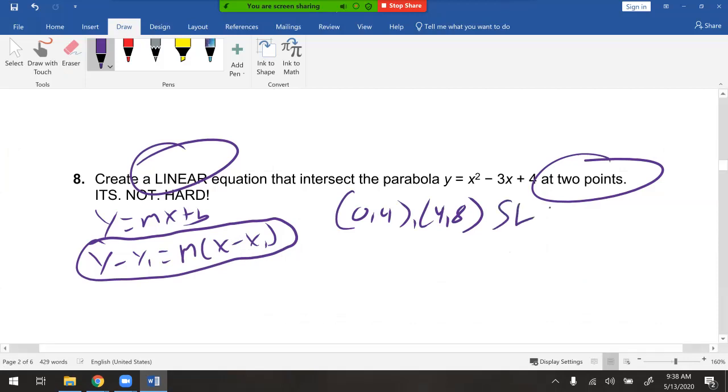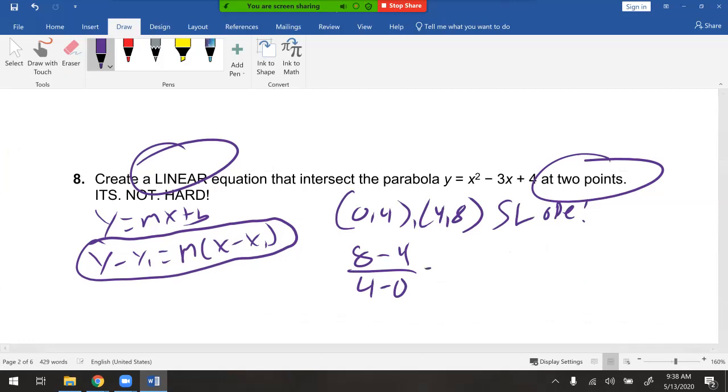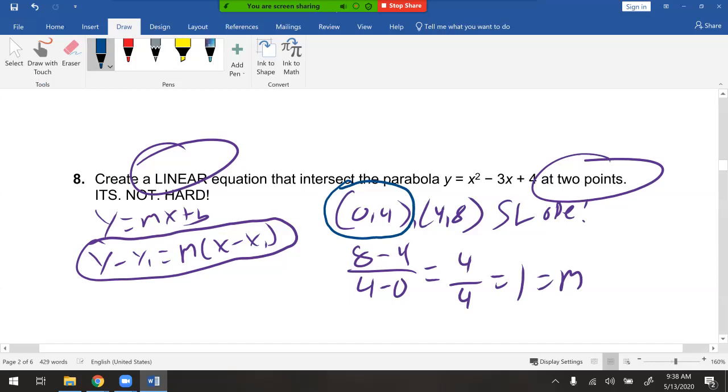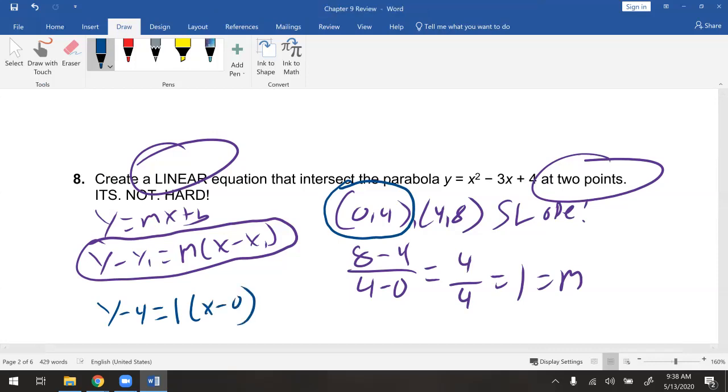We need to find the slope of those 2 points. Okay, so here we go. 8 minus 4 over 4 minus 0. And that's equal to 4 over 4, which is equal to 1. That is your slope. So now, we're going to then use any one of these 2 points. It does not matter. Let's use this one. Okay. y minus 4 equals 1 times x minus 0. Well, there's your equation. I'm going to move the 4 over to the other side. Our final equation is y equals 1 times x minus 0 plus 4. Voila, you got your linear equation.